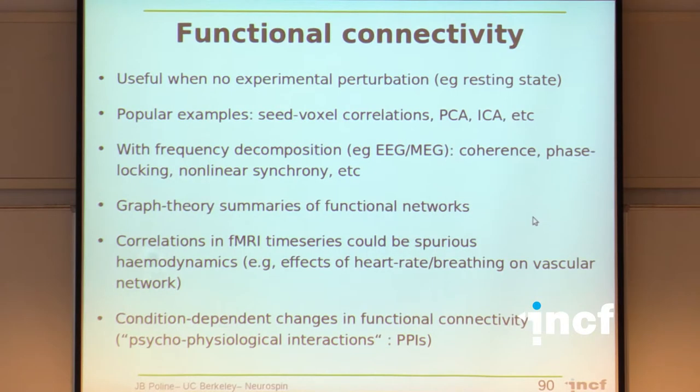So quickly, there's a lot of work, and this kind of study is not limited to fMRI. People are doing that with EEG and MEG as well. There are popular techniques, and the most popular technique probably for extracting those networks is ICA. You may have heard about that, independent component analysis.